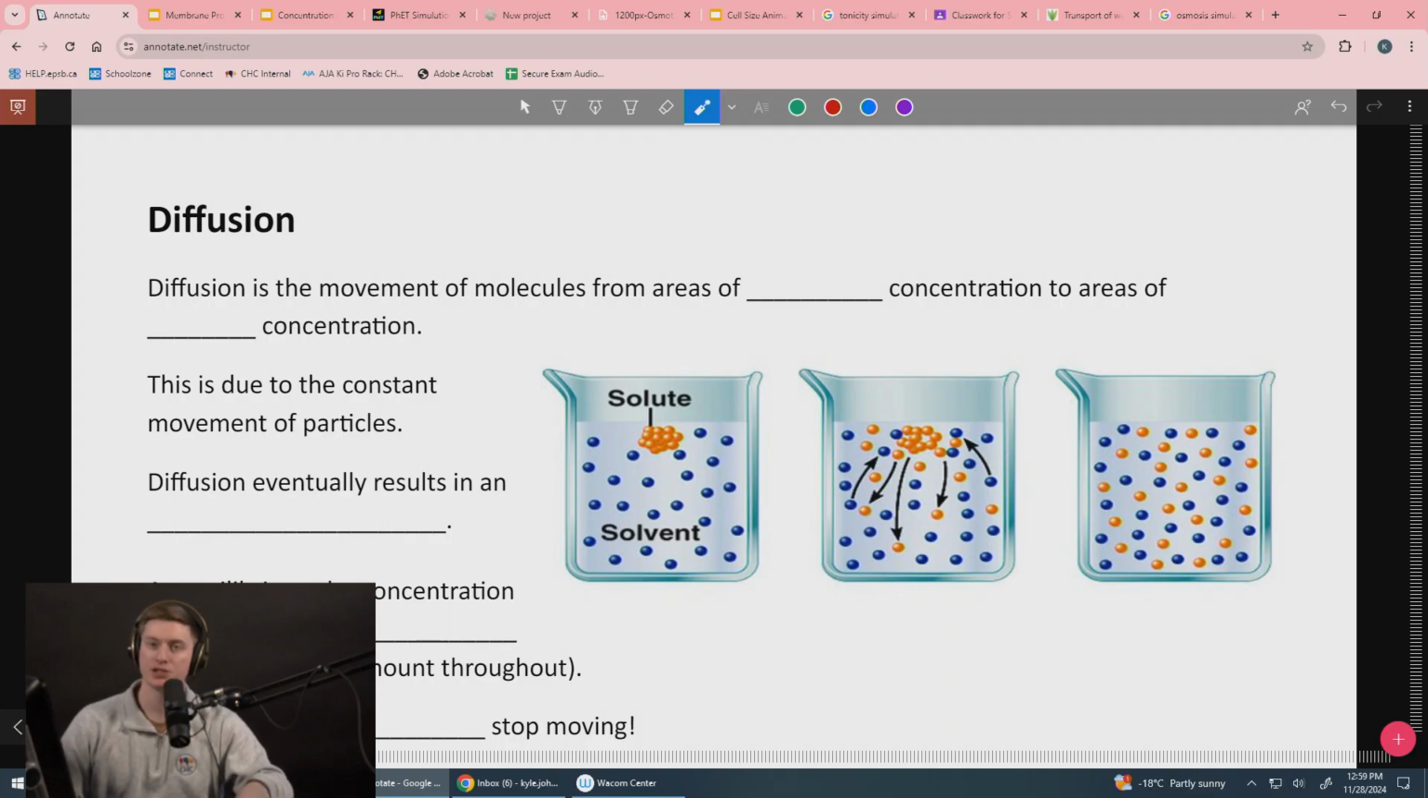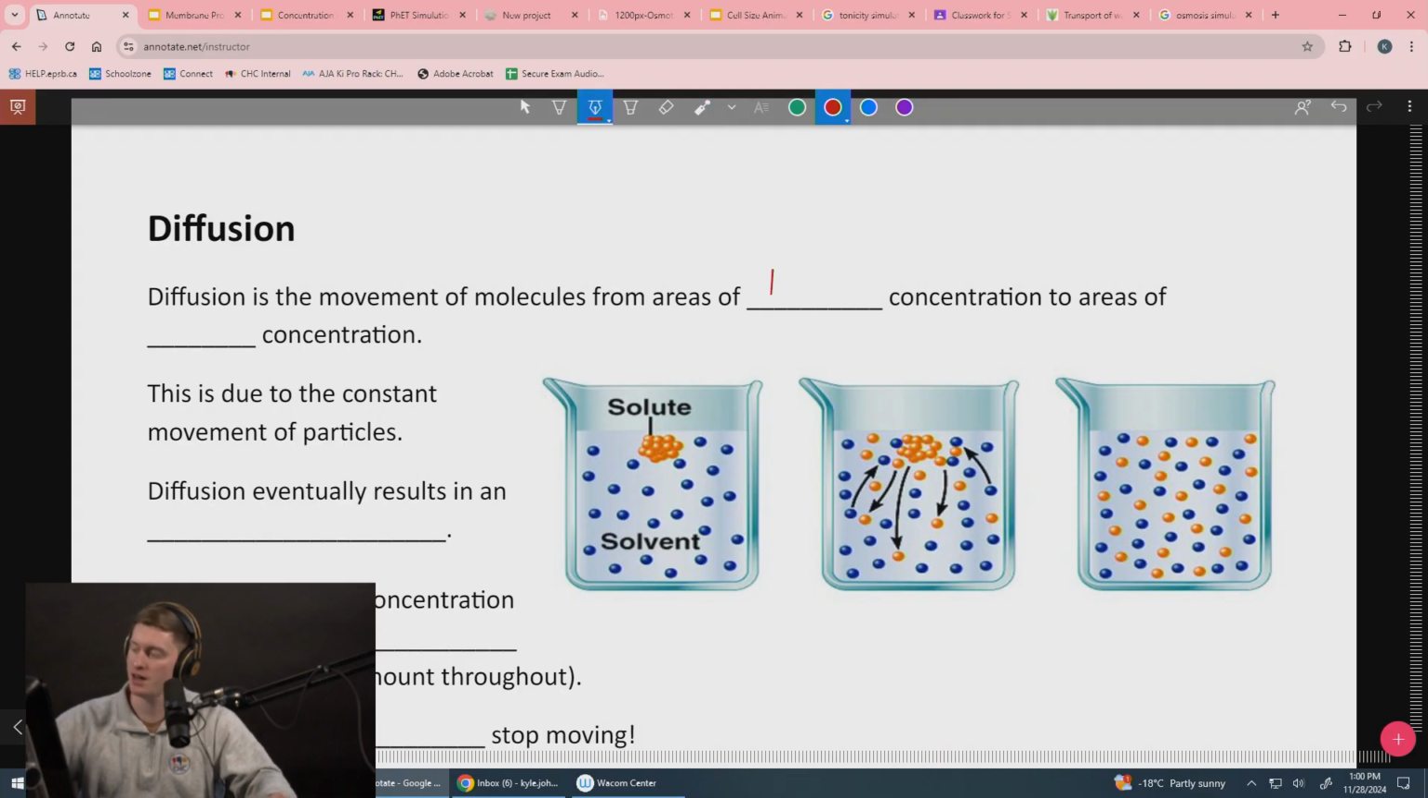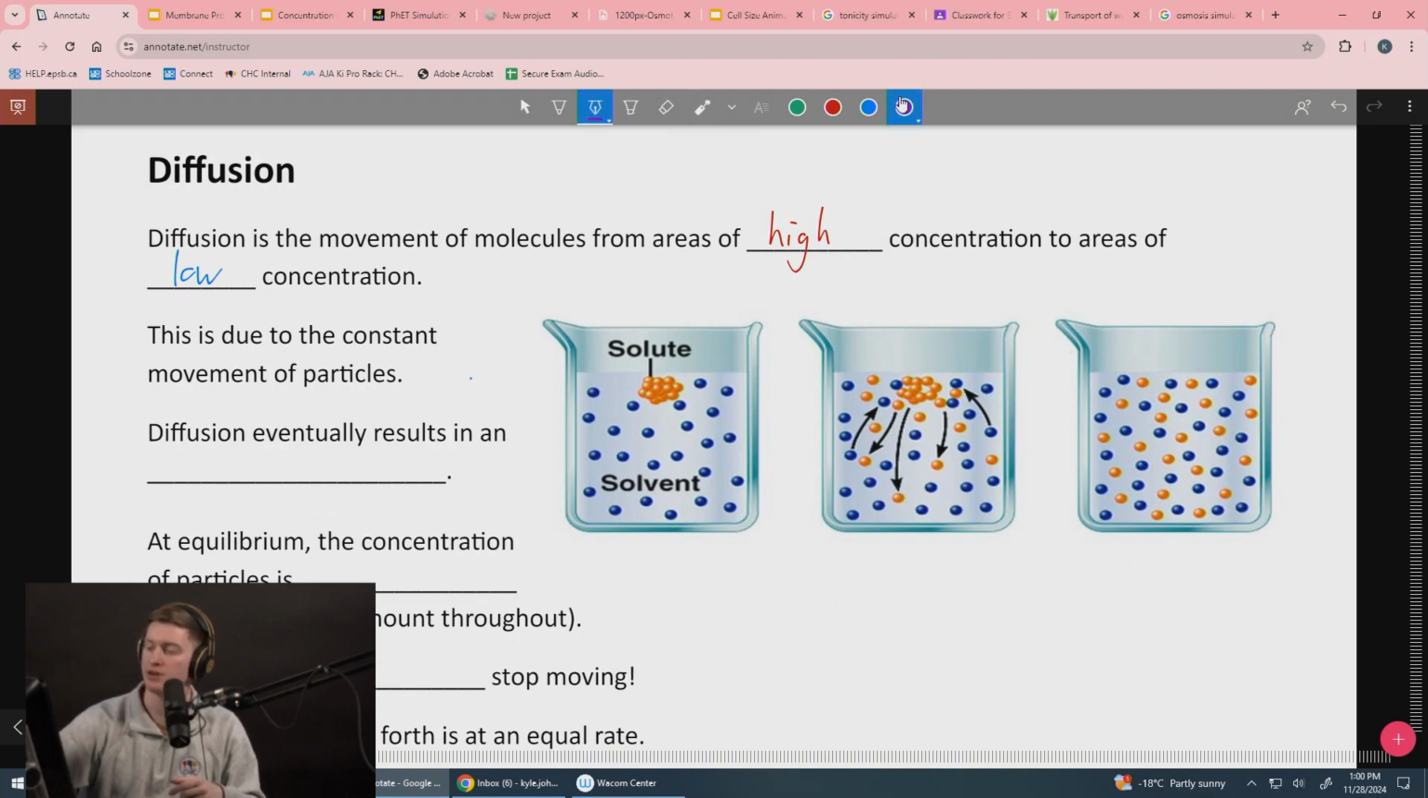Diffusion is the description of this process. Diffusion is the movement of molecules from areas of high concentration to areas of low concentration. This is because of the constant movement of particles. Particles are always moving around, so eventually you're going to end up with particles evenly spread out. Diffusion eventually results in something called an equilibrium.